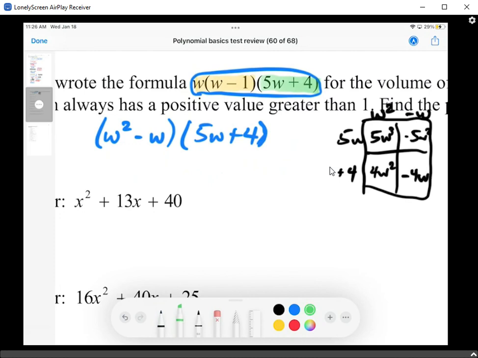Okay, don't forget about combining your like terms that are highlighted in green right there. Don't forget about those. When we put it all together, I've got 5W cubed minus 1W squared, minus 5 plus 4, right? Minus 5 and positive 4 there. And then at the end, minus 4W.